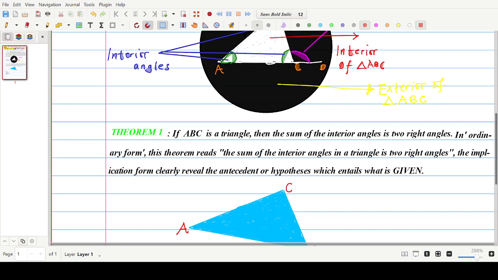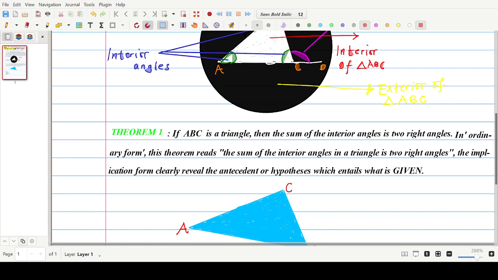Now, in this theorem, what is the figure under discussion? You agree with me that they are talking about a triangle. There should be a diagram of it. And when we say a triangle, we know the article A is an indefinite article, and that means that we are talking about a general triangle here, not a specific triangle.